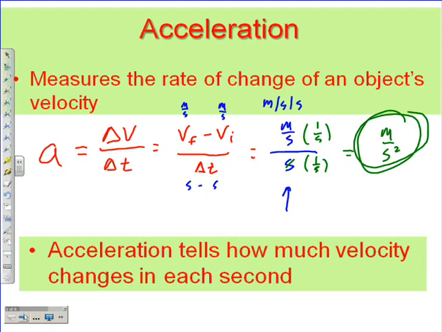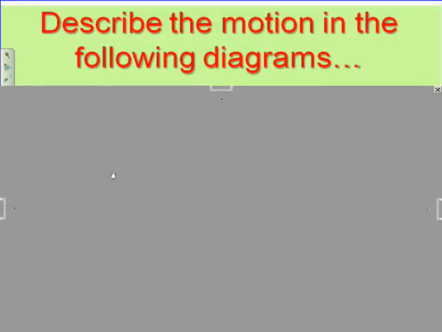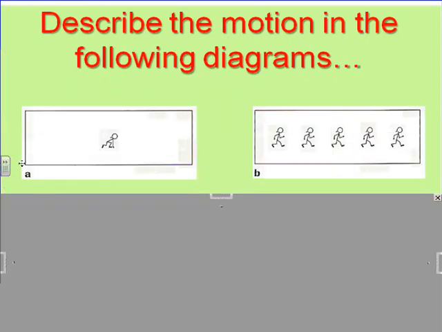In order to further illustrate that point, we're going to take a look at these pictures. So it says, describe the motion in the following diagrams. Here are the first two. In letter A, I think that most of us could look at that and go, you know what? That object is standing still. It's not doing anything. And that's correct. It isn't doing anything.